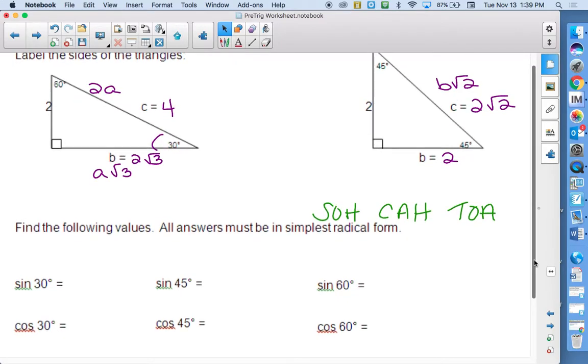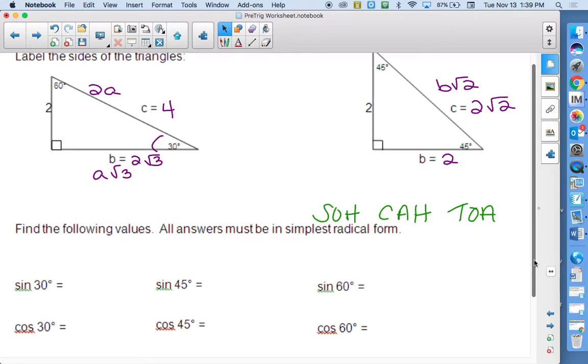So Libby, the first one says the sine of 30 degrees. So we're going to use that triangle on the left. If it's 30 degrees, what would the opposite side be? 2. 2, and the hypotenuse is 4, and that reduces to 1/2. 1/2, and that's it. So the sine of 30 degrees is 1/2.